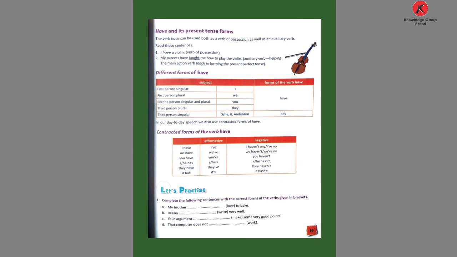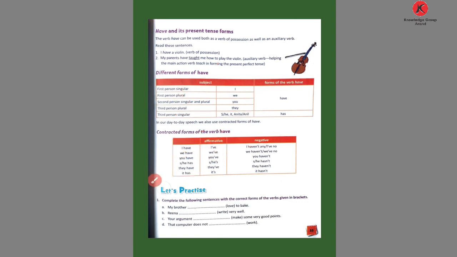Now the affirmative and negative short forms. I have, we write only I, then 've. That is how we use I have. We have, we've. You have, after you we only write 've, just like we've. The same after that: he, she, they have, and it has, it's. We can say it's also.